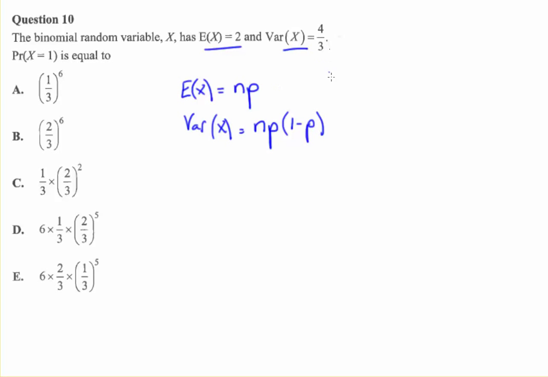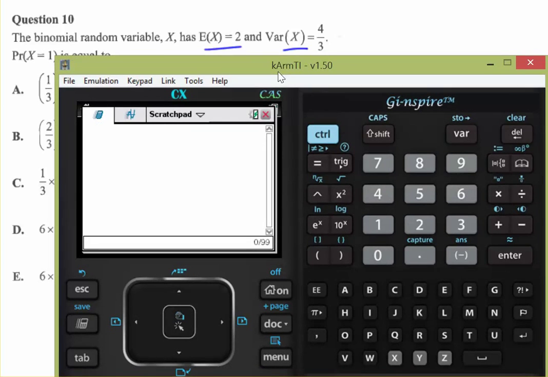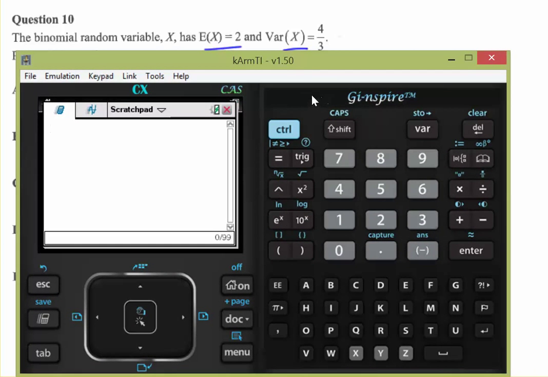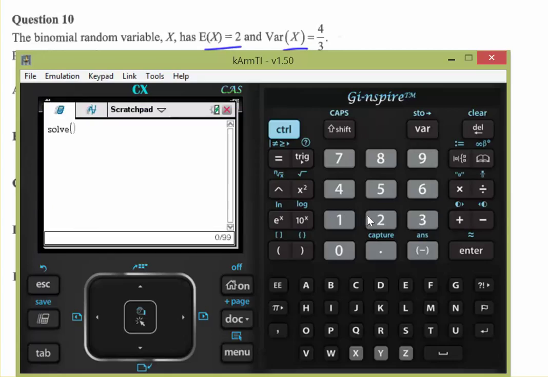Once you have those two equations, you can sub in the values that you were given, and once you have done that, you can get out your CAS calculator and you can solve those two simultaneous equations. Now, there are a number of ways to solve simultaneous equations on your CAS calculator. I'll show you one that you may have not seen before. So you can grab your solve function, which is menu 3.1.